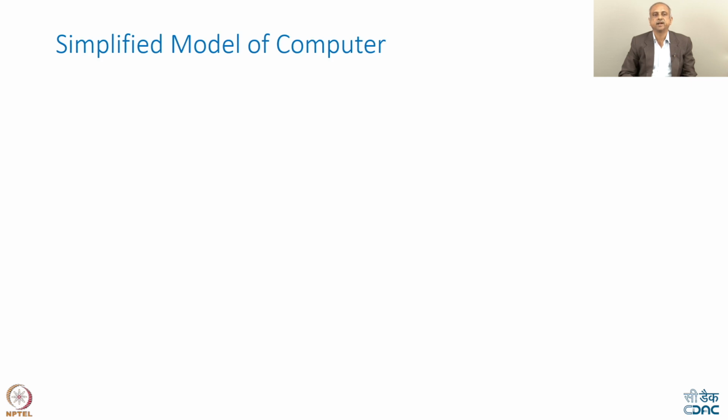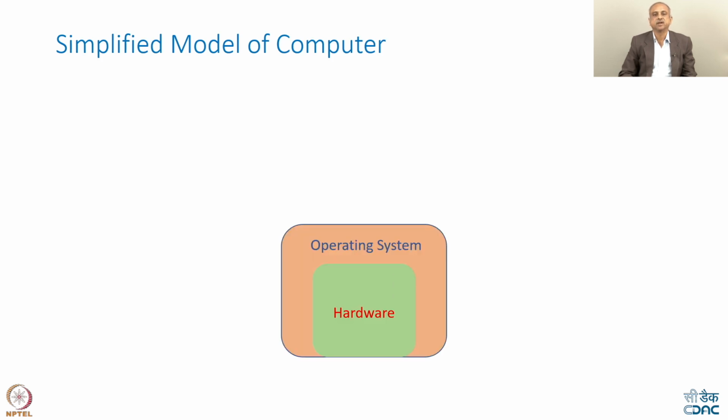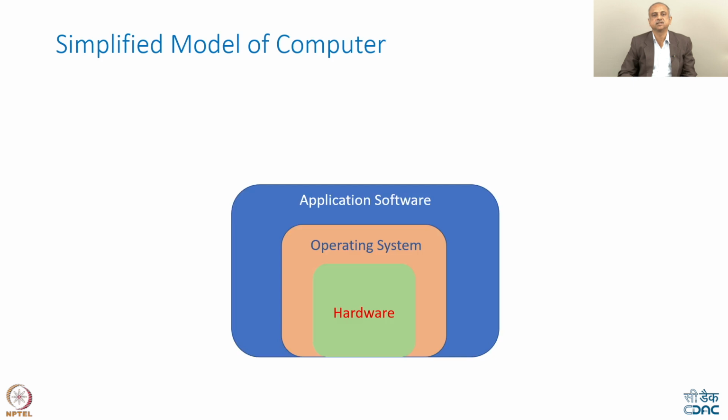So, now let us look at a simplified model of a computer. Inside a box is a hardware. This hardware runs the operating system like Windows or Linux, and under this operating system multiple application programs can be run, which in turn is used by the user who then uses the computer through this application software.